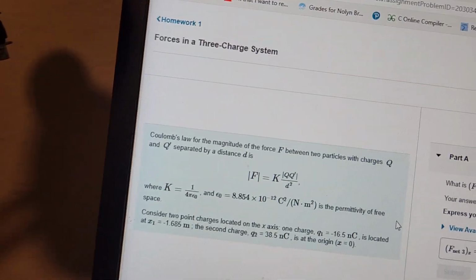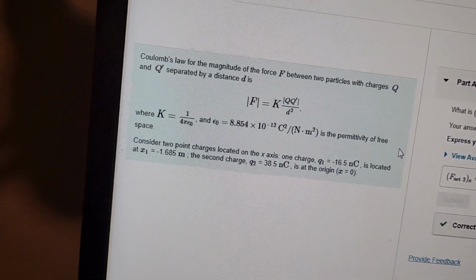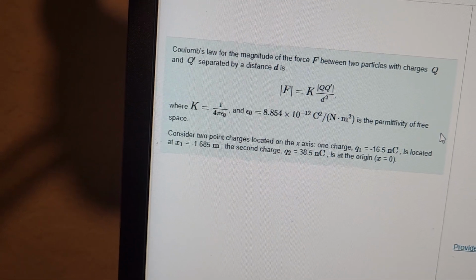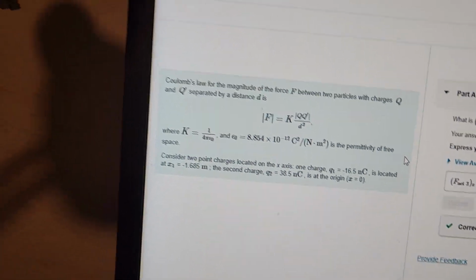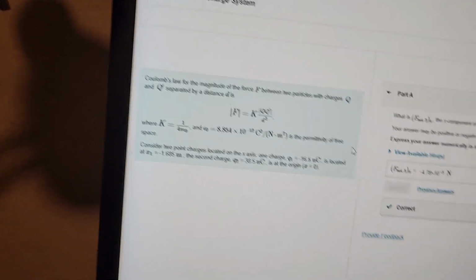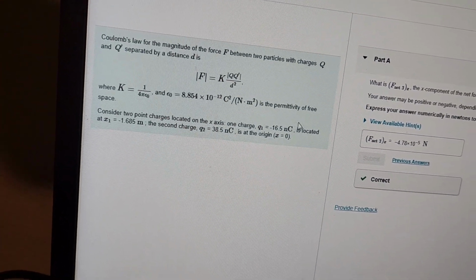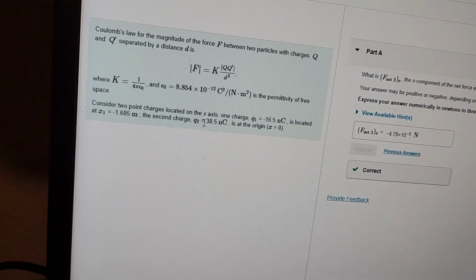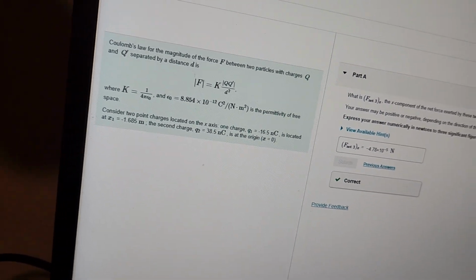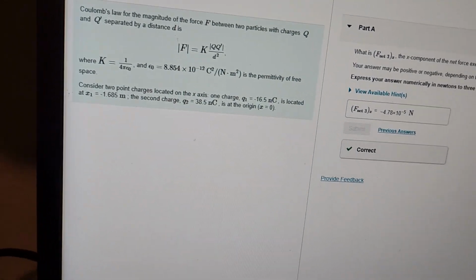Because there are two particles that are exerting force onto Q3, particle 3, we have to basically add them as vectors. So the way we do that is we're going to use Coulomb's law to calculate the x and y component of the force exerted by each particle onto particle 3, and then add those components together, and that would be the net force exerted on particle 3.